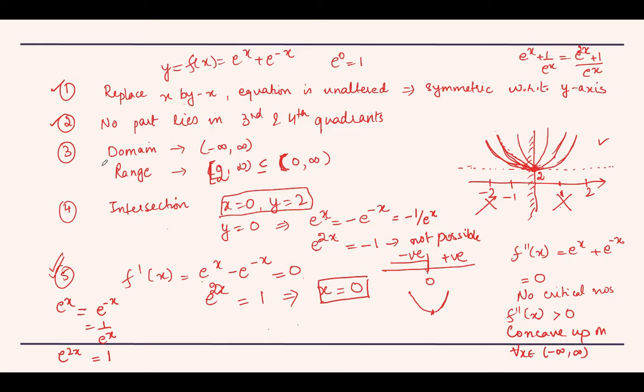Next we move on to the range and domain part. Domain, x can assume any real number. So the entire set of real numbers is the domain. The range part, as I mentioned, y has to be positive. It has to be between 0 to infinity. And to be more specific, the minimum value of y will be 2.